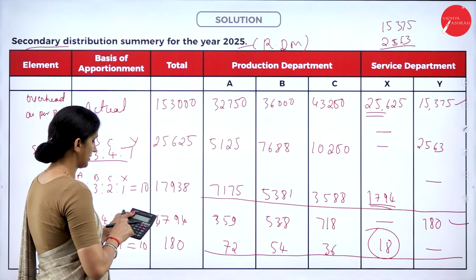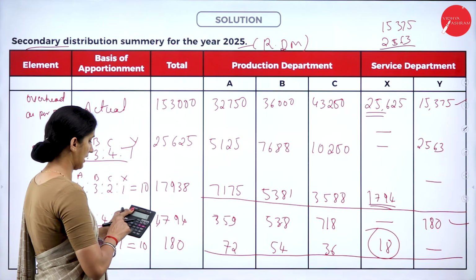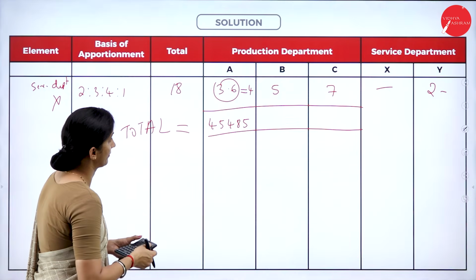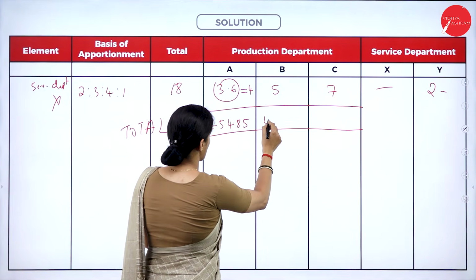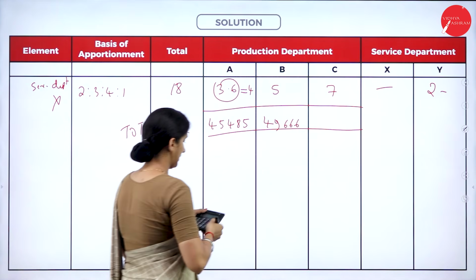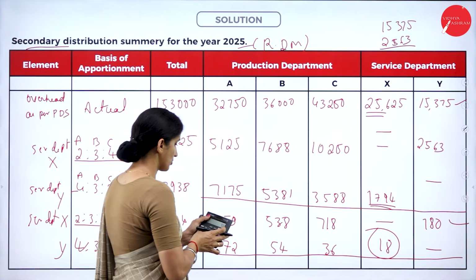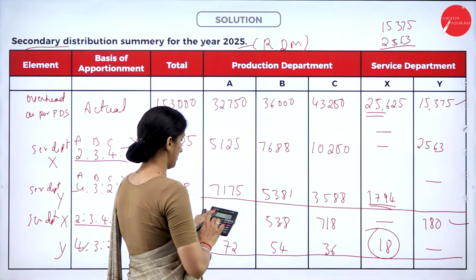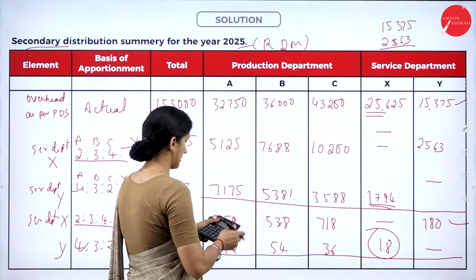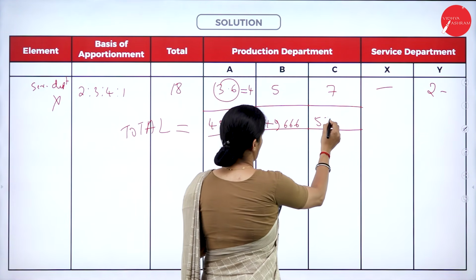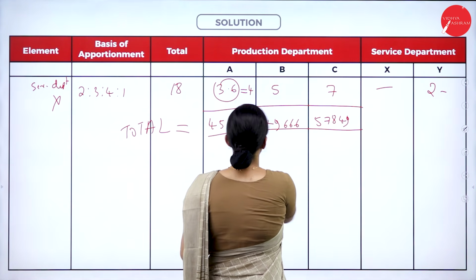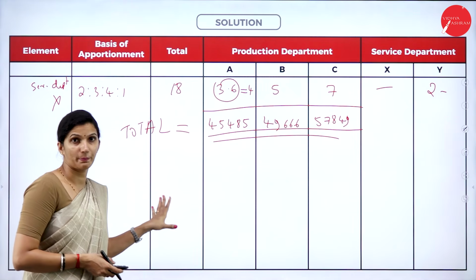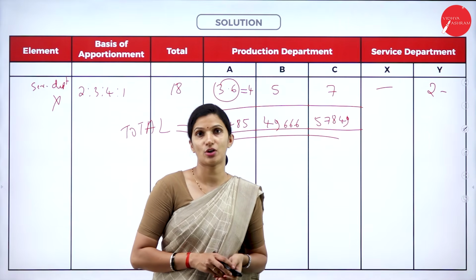So the department B overhead is 49,666. Then we'll do the total of C, 43,250 plus 10,250 plus 3,588 plus 718 plus 36 plus 7, we have 57,849. So this is the final overhead of 3 production department A, B, C. So this is how you need to prepare the secondary distribution under the method of repeated distribution method.